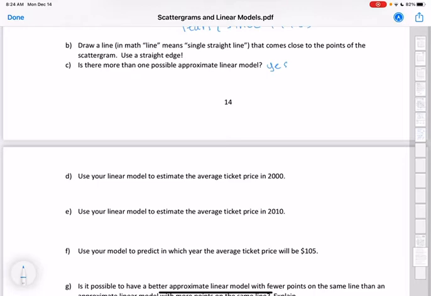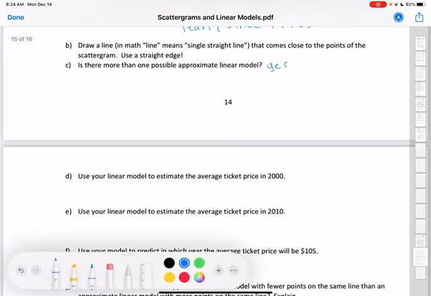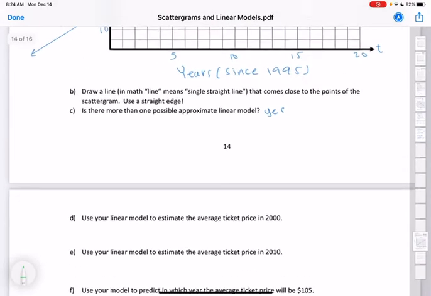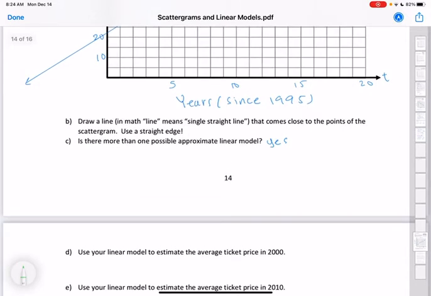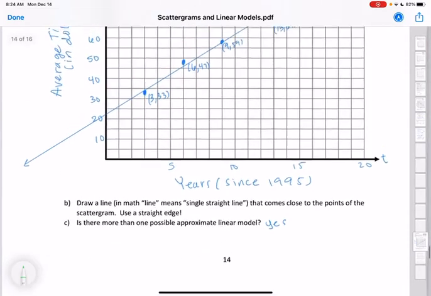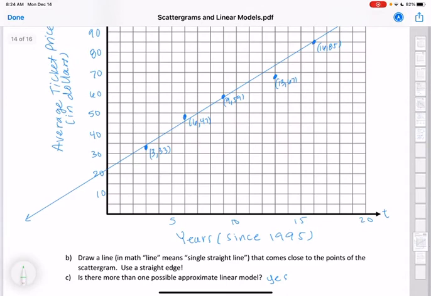Okay, so now for D, it says use your linear model to estimate the average ticket price in 2000. All right, so in 2000, so we're talking about years since 1995. Okay, so what would be T for 2000? Go ahead and take a guess and tell me what yours ends up being, okay? So look on your linear model. So remember, this is years since 1995, and we're talking about the year 2000.